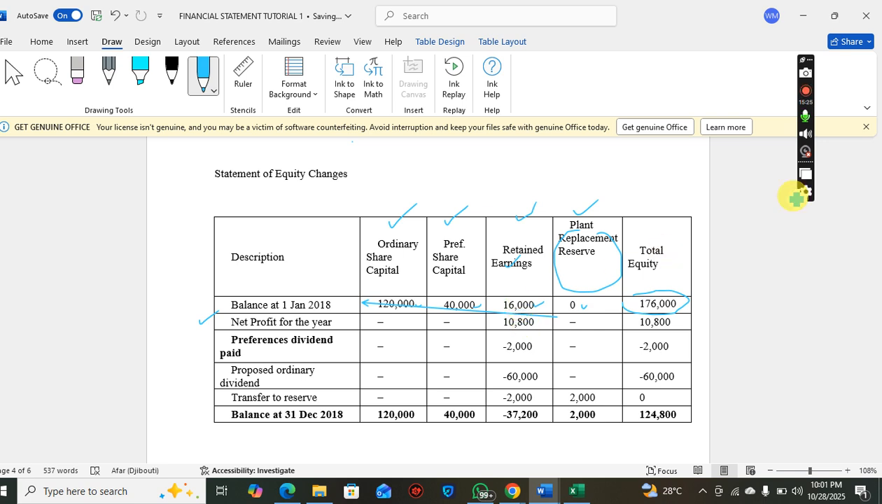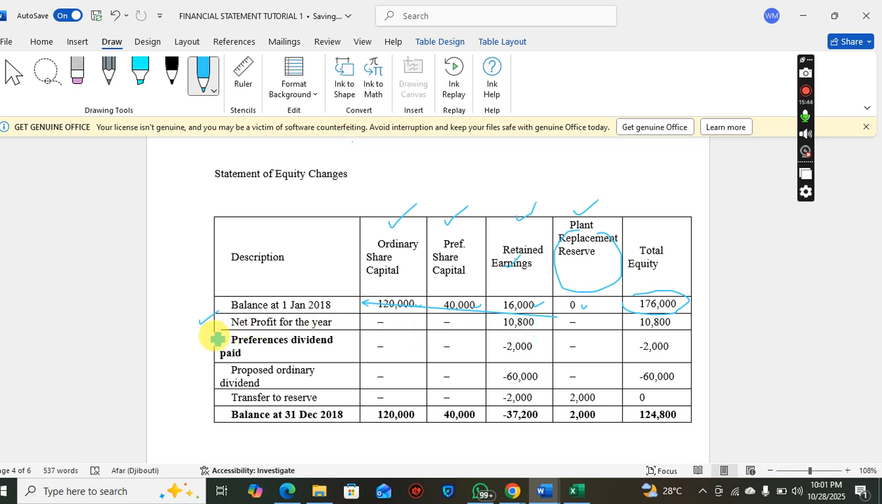So earlier on, we were told the retained earnings balance was 16,000. Now after we made profit for that year, we brought in 10,800.